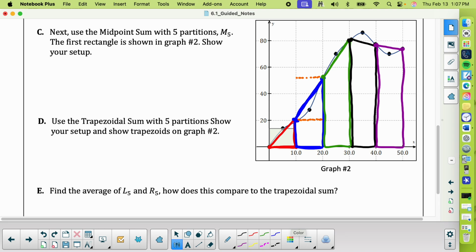the average of left and right. If I drew the left rectangle and the right rectangle, the trapezoid is the diagonal between the left and the right. So if you know the answer to the left endpoint, let's pretend the left endpoint. So L5 meant left endpoint, 5 rectangles.